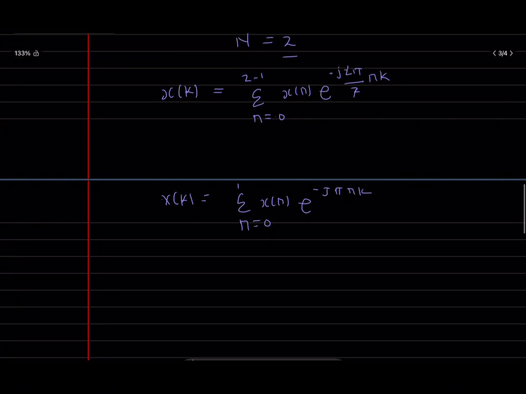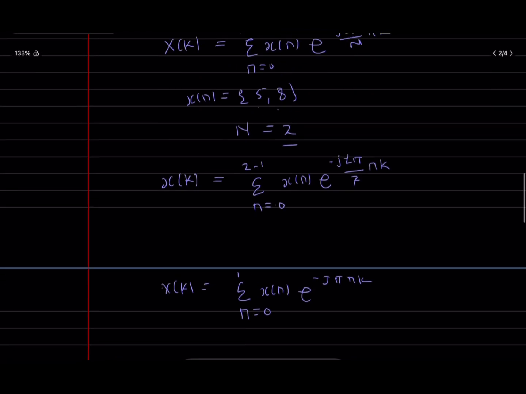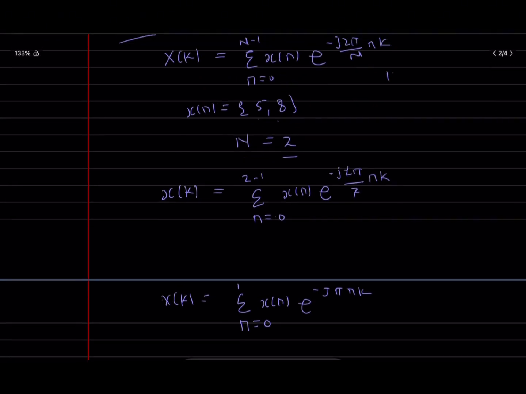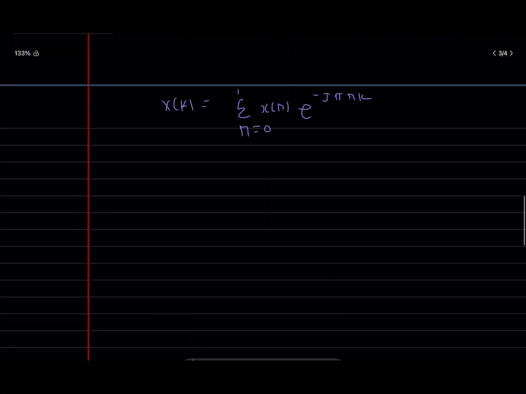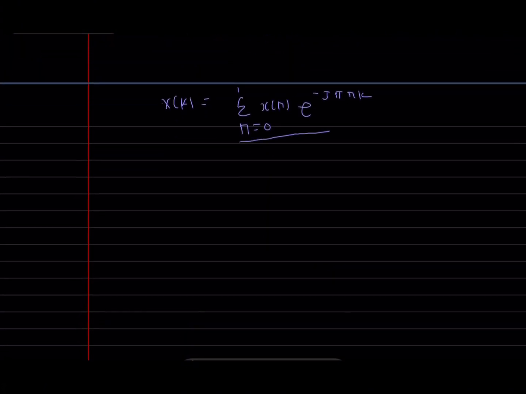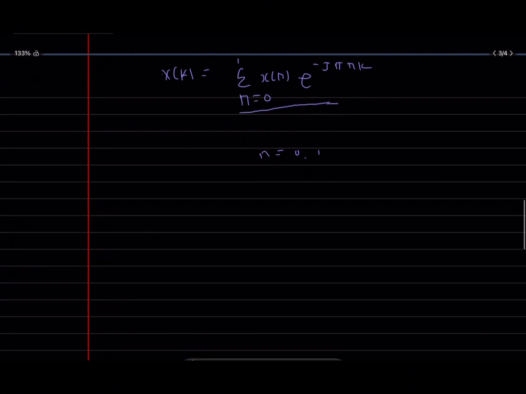So this is the simplification. One thing that you have to know is that for the general formula, we have k equal to 0, 1, 2, up to N minus 1. So based on the expression that we have gotten here, the summation can go from n equal to 0 to 1, right? And k can also be 0 and then 1, because that's how it's supposed to be.